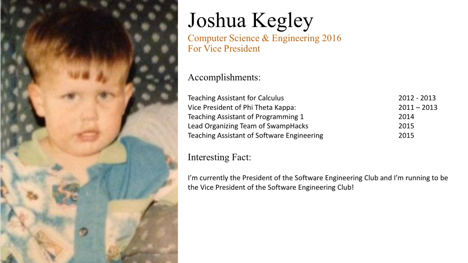Basically, it needs to have a picture of yourself. It doesn't need to be a baby photo, but this is me as a baby. And it needs to say what position you're planning on running for. As an example, I'm running for the vice president position. I've put my accomplishments on. You can put whatever you want in this section. The only thing we're requiring is we know what year you're graduating.